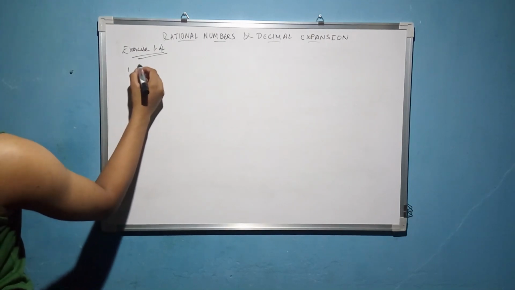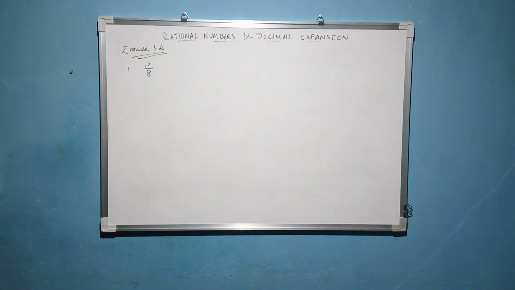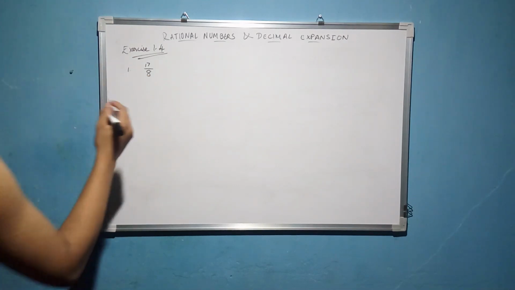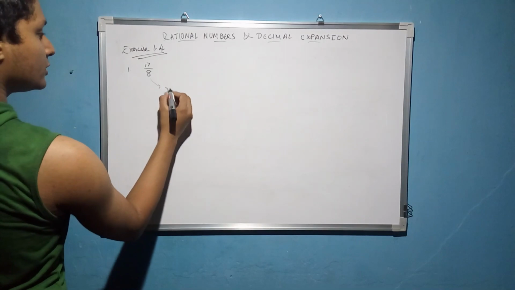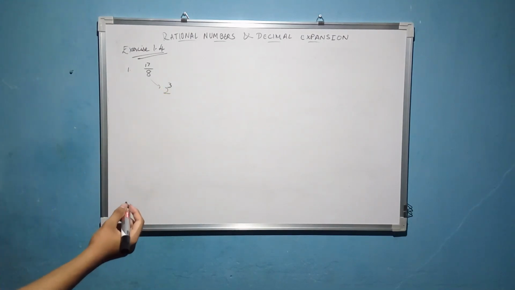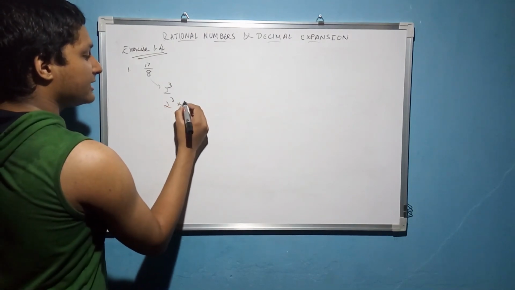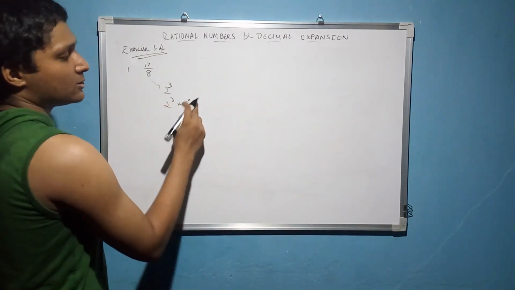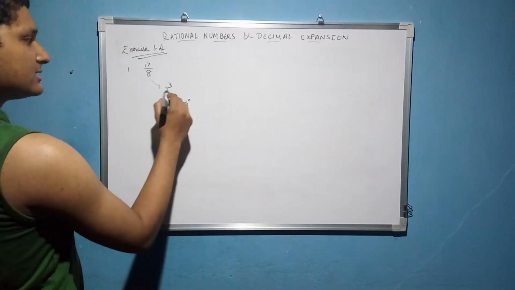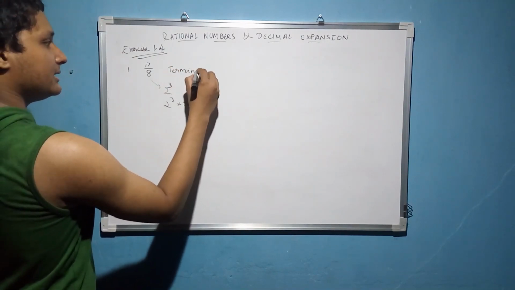The first one is 17/8. Just by seeing and also by my knowledge, I know that 8 can be written as 2 cube. That is 2 raised to 3 and 5 raised to 0. 5 raised to 0 is also a non-negative integer. So this is terminating.